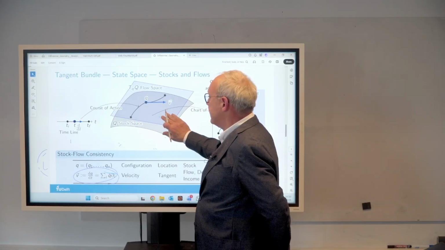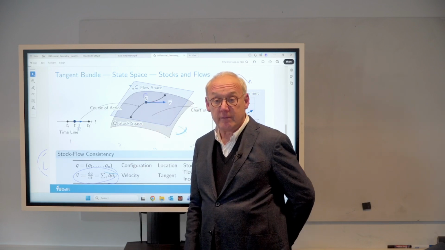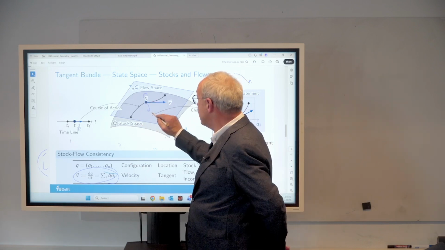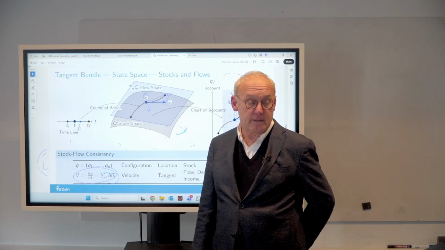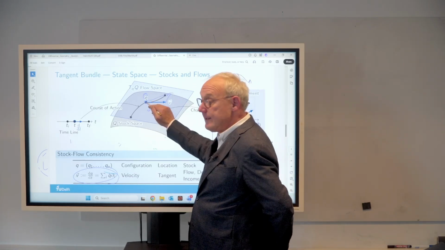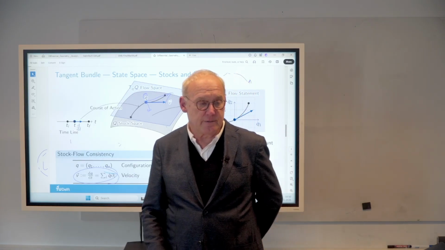Notice that this is a vector space. Why? Because it has a point of 0 right here. So you can add two vectors in this way. All right? Okay? Because the 0 element is clear. This is when your stock is not changing, right?